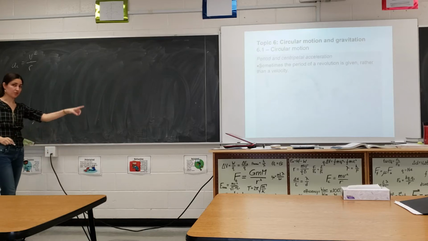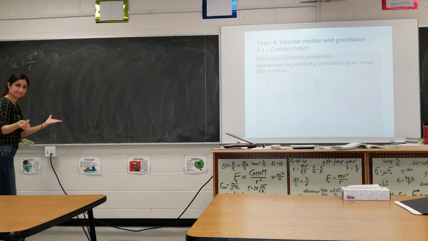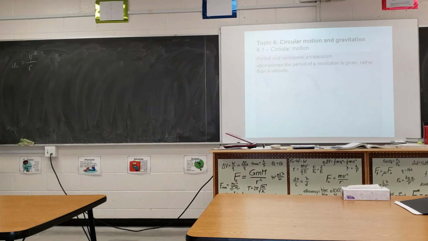This is for an object undergoing motion in a circle, right? Imagine it's the Earth orbiting around the sun. So here's your sun, here's the Earth, this is not to scale, and it's traveling in more or less a circular path around the sun.